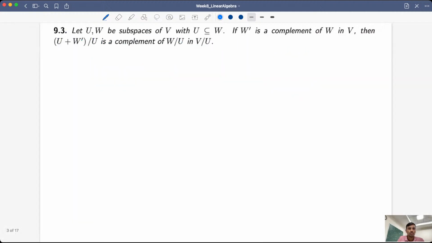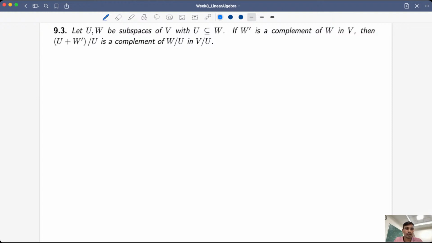So let's go to the first question, which is a very easy one. You are given U and W, two subspaces of V with U contained in W, and W prime is a complement of W in V. Again, we discussed the complement in the previous tutorial: W prime direct sum W is V.